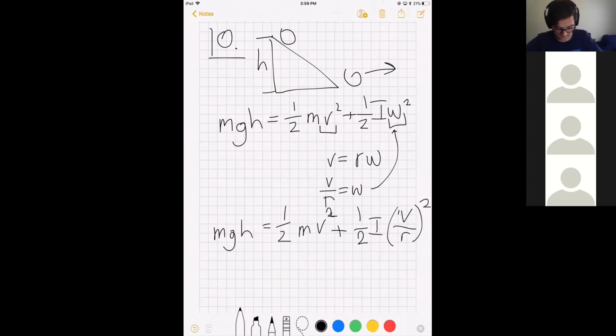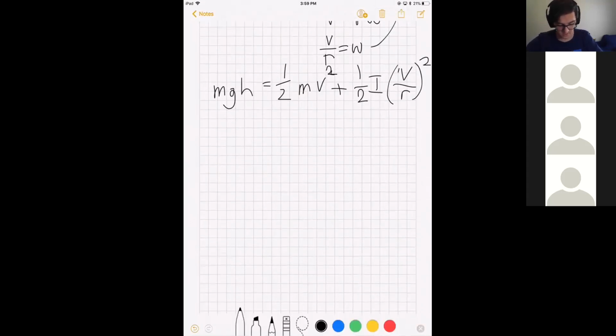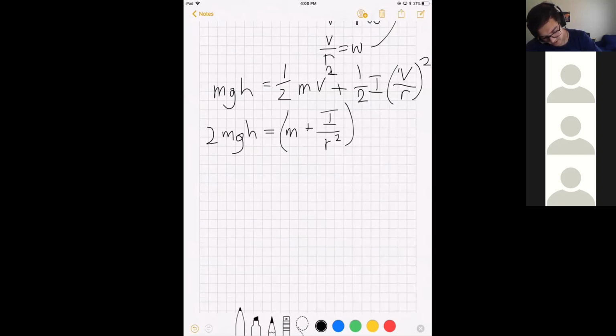Okay, so we're going to throw a bit of math at this. Start by multiplying that 2 over to the other side: 2mgh. And then we're going to factor out a v squared because that's what we're looking for. We're looking for v, so we want to isolate that variable. So we're going to get m, and we multiplied by 2, so the 1/2s have gone away. So we get m plus I divided by r squared, and this whole thing times v squared. Okay, so we've got that, and then we divide over this.